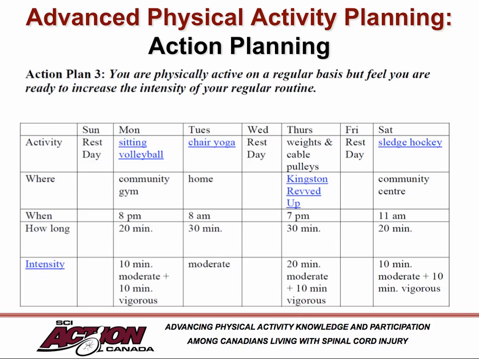Here's a third action plan example for those clients who have been meeting the physical activity guidelines on a regular basis. It may be time for them to ramp up the intensity of their regular routine. In this particular example, you will notice that 3 of the 4 activities have been planned to be a mixture of both moderate and vigorous intensity. Over time, the individual may try to work towards engaging in more vigorous intensity activity versus moderate intensity activity.